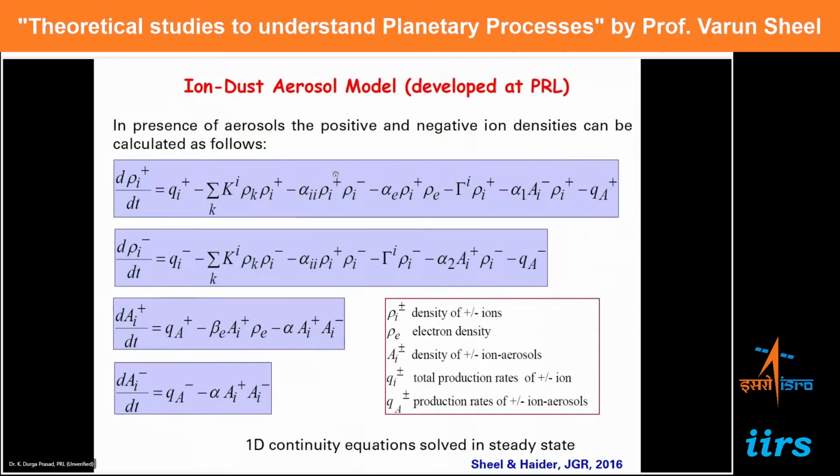This is one example of a complex ion-dust aerosol model, which was developed at PRL. This is just to give a feel of how a model is developed. You can see that these are all continuity equations which are solved. This is the density of positive or negative ions, this is the electron density, this is the ion aerosols which are included, and this is the total production rate of ions or aerosols. This is a one-dimensional continuity equation solved in steady state.